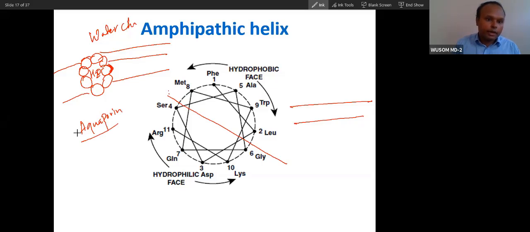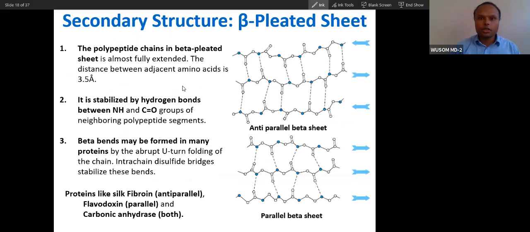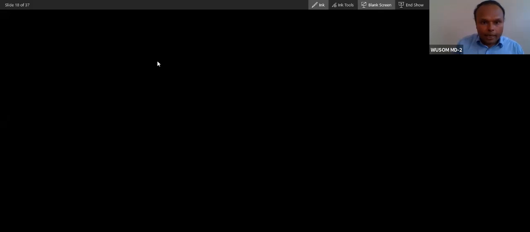You will study this in the renal system. So this is very important. Now you can see the secondary structure of the beta pleated sheet. A beta pleated sheet can be parallel or anti-parallel. So you can see that a beta pleated sheet can fold like this.